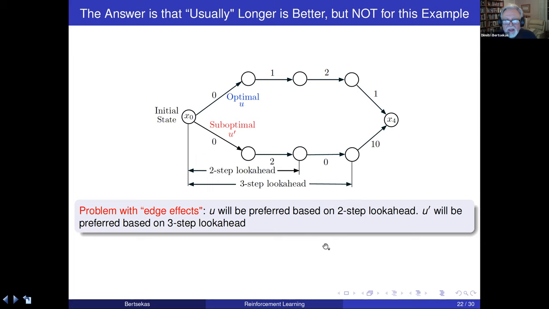There are some exceptions. On the other hand, the typical situation is that usually longer is better, and you should try to get as long a look ahead as possible from your scheme as you can get away with in terms of computation time per stage. Are there any questions about this example?